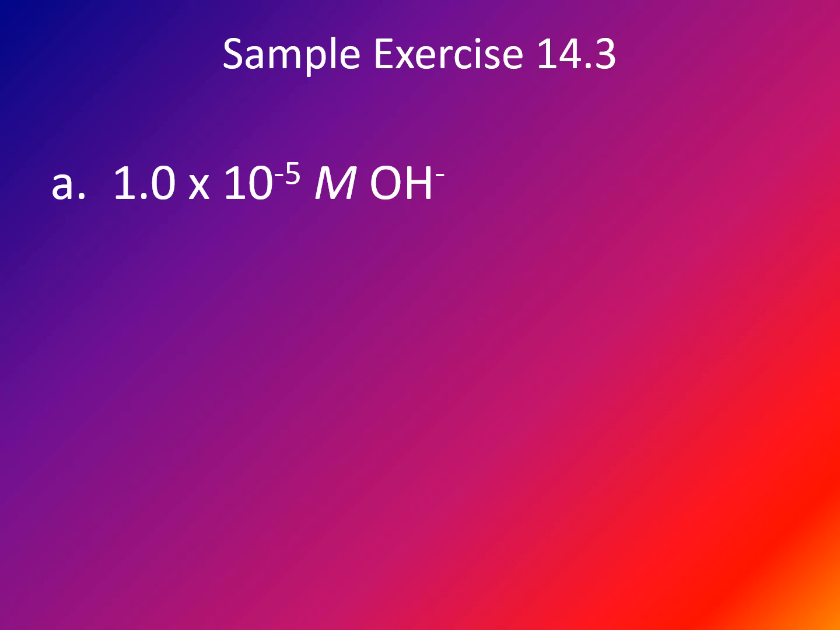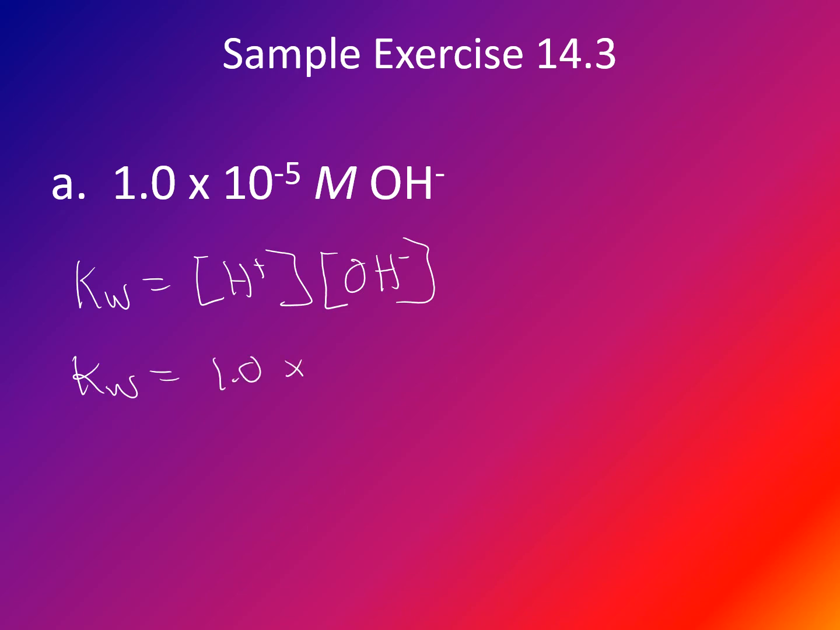Our first one, we have 1 times 10 to the minus 5th molar hydroxide. What we're looking at is Kw equals hydrogen times hydroxide. This is all happening at 25 degrees Celsius, so we know what Kw is. It is 1.0 times 10 to the minus 14. This is on your AP sheet, and it does have the temperature listed by it.